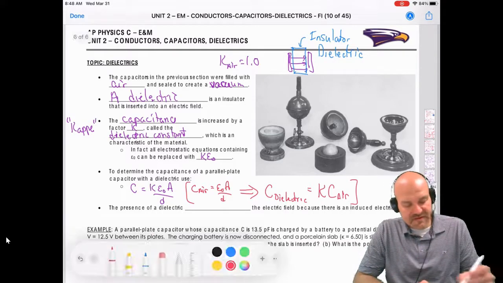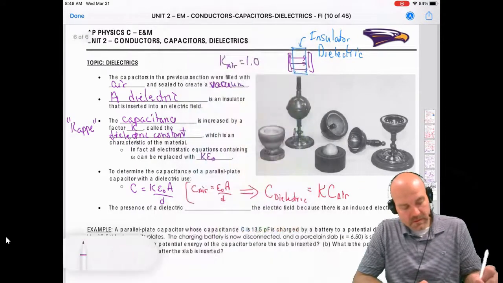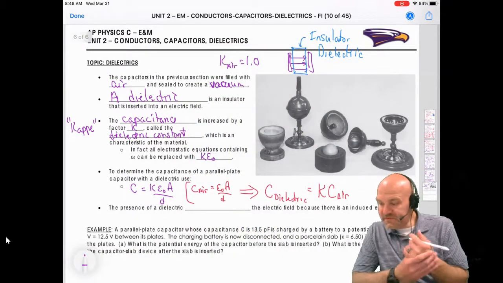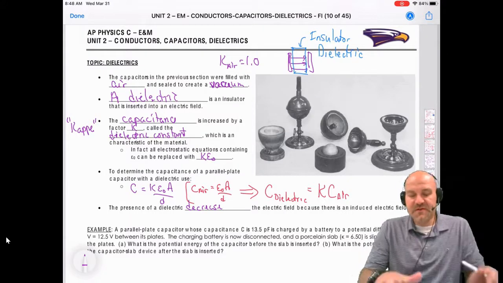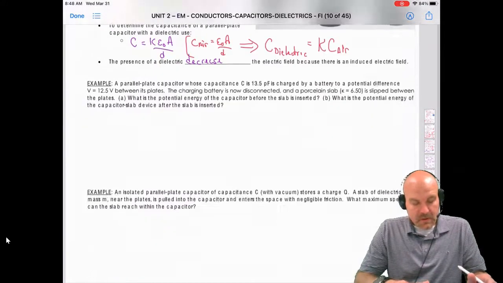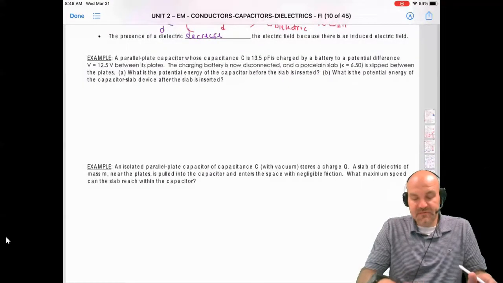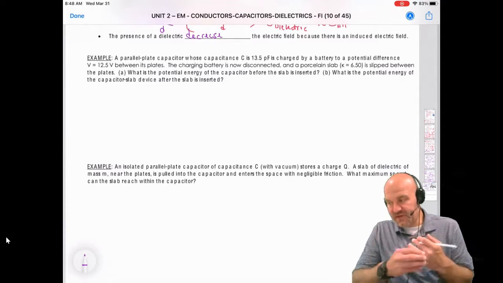The presence of a dielectric will decrease the electric field because there's an induced electric field. What we're going to do here is look at how this affects everything.